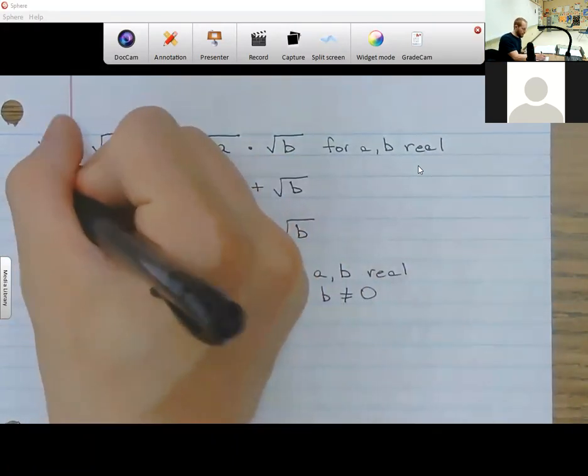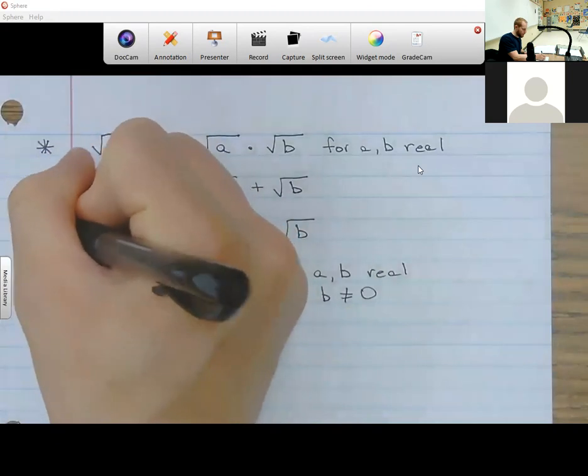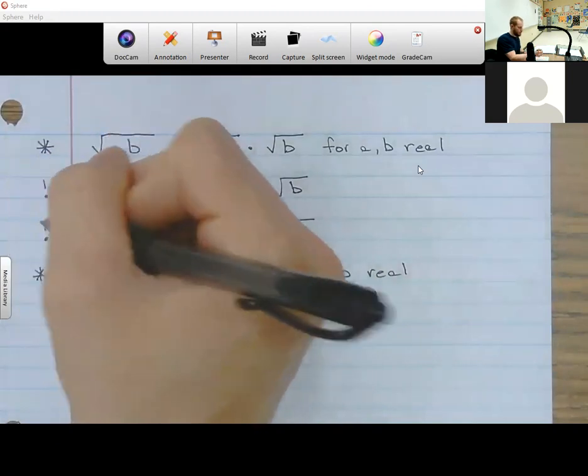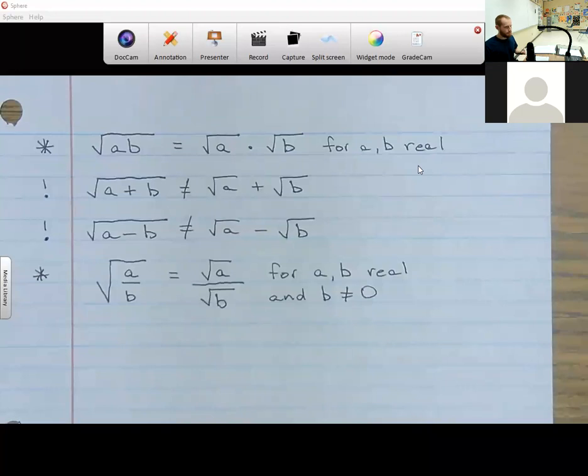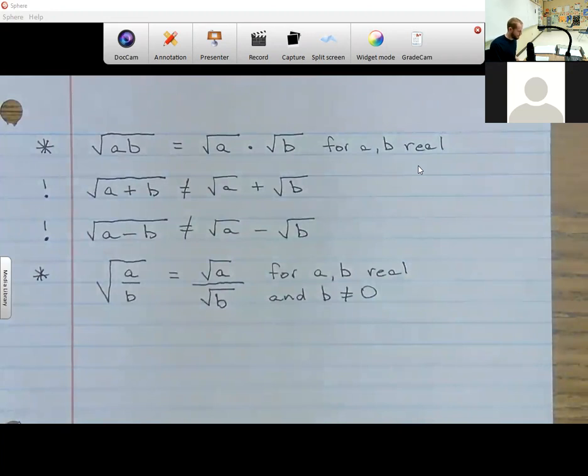These 2 do not. I'm going to put exclamation marks beside them, because these do not work. But the 2 with stars beside them do work, and we're going to be using them today. Okay? So if it's multiplication, we can break up that radical. And if it's division, we can break up that radical into a top and a bottom. Okay? All right, let's take a look at number 5.